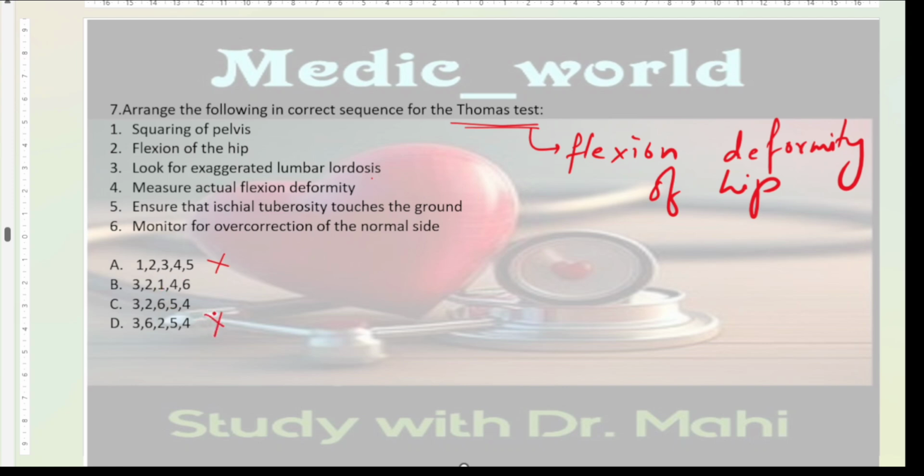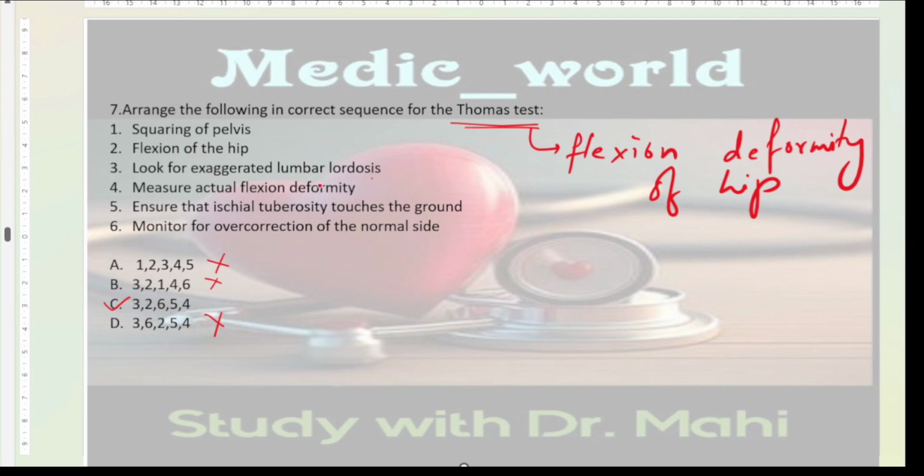Now, next, monitor for overcorrection of the normal side. Okay, the second option is also ruled out. The answer is option C. So let's check the other statements. After monitoring for the overcorrection of the normal side, we ensure the ischial tuberosity touches the ground, and after that measure the actual flexion deformity.